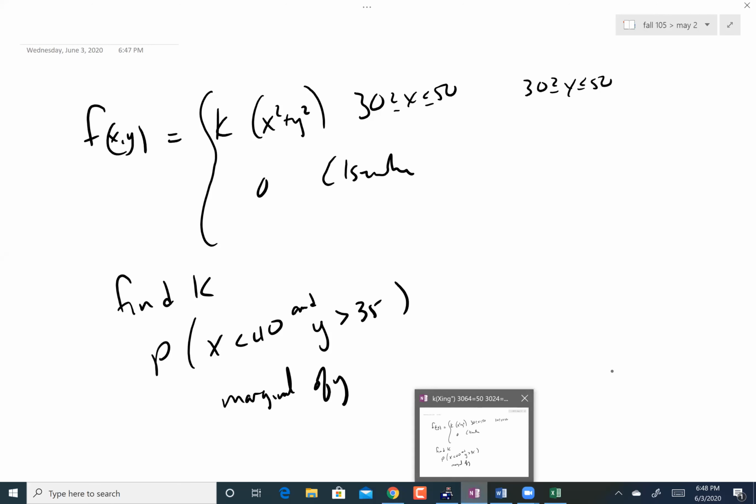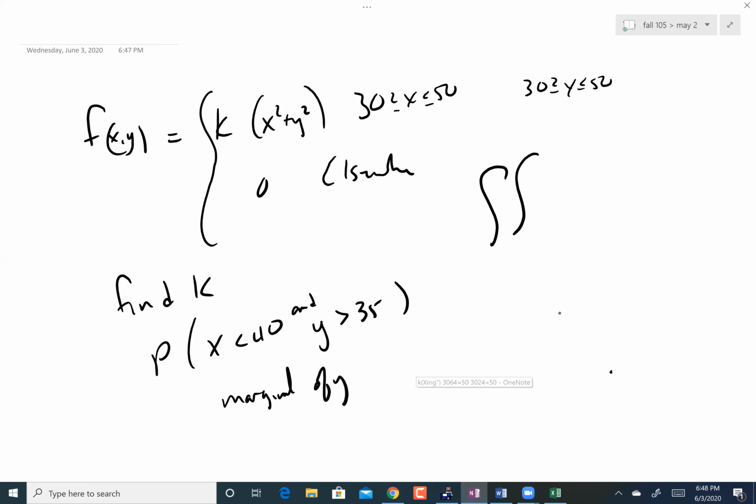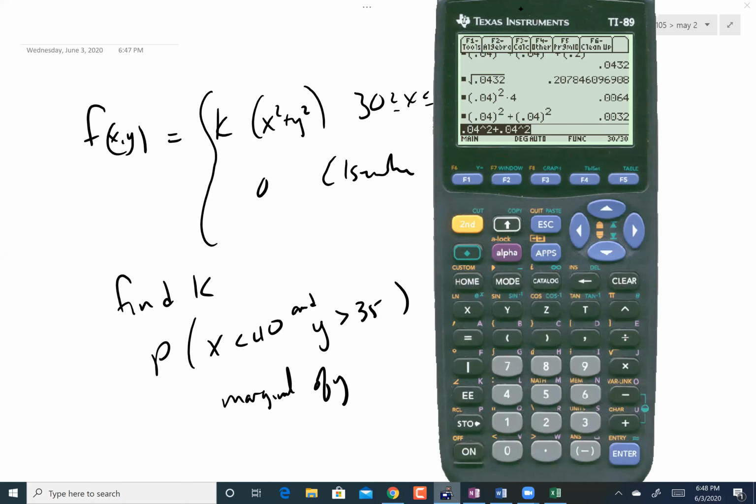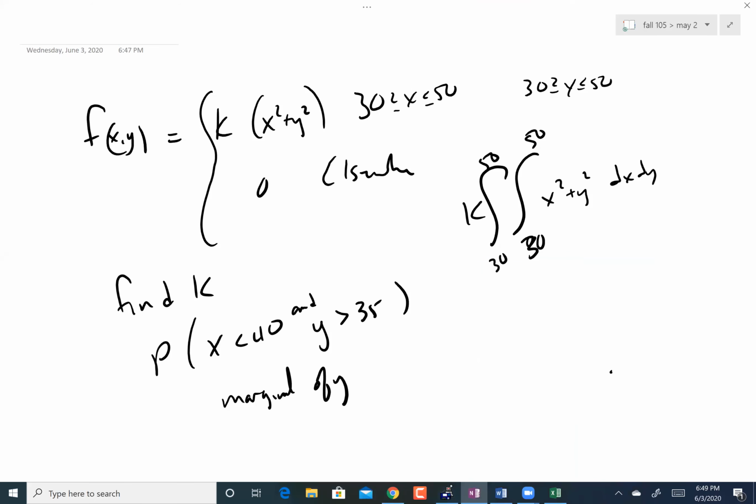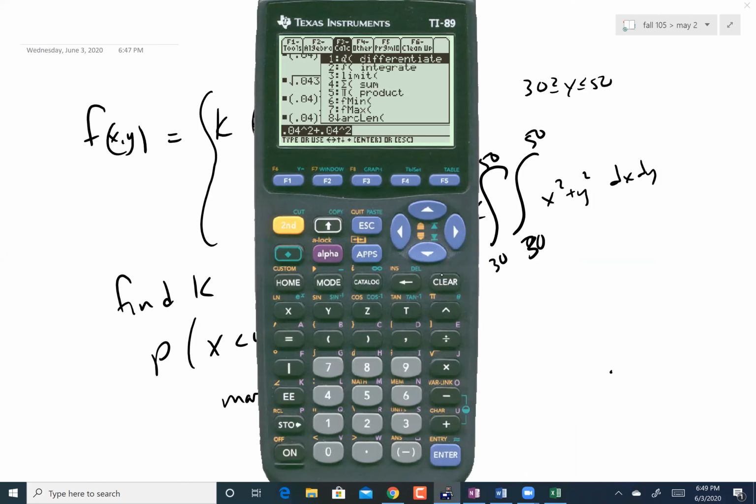Okay, there it is. So to do this problem, of course, we are going to integrate. K times x squared plus y squared, 30 to 50, 30 to 50, dx dy, or dy dx, it doesn't matter in this case because they are the same. Double integral of x squared plus y squared.